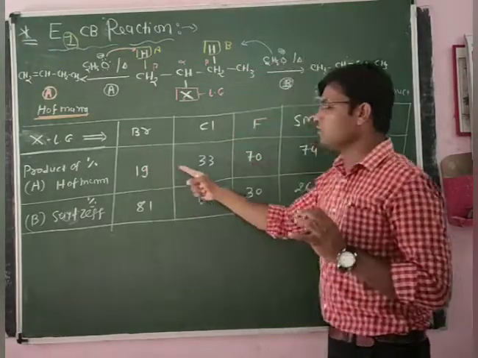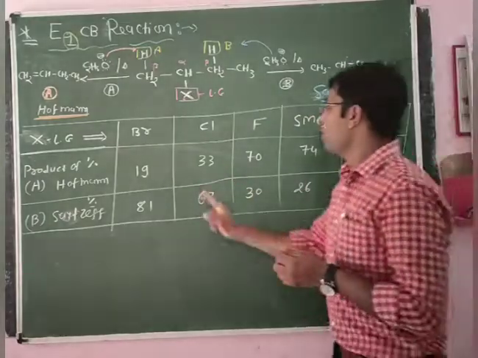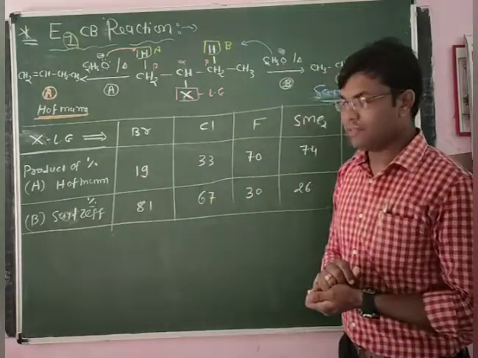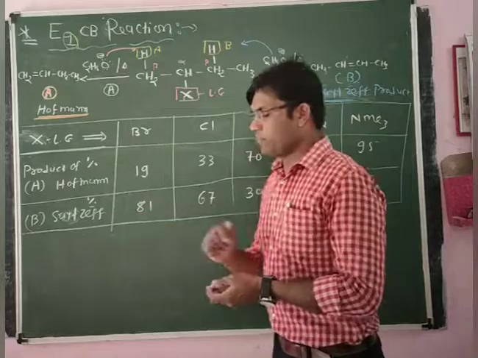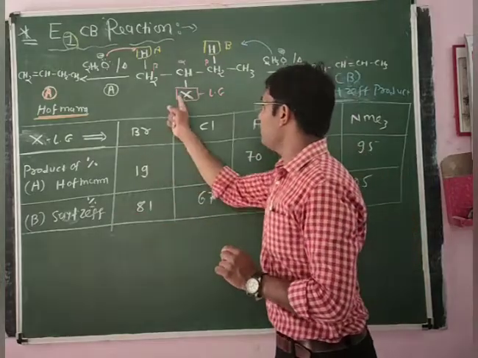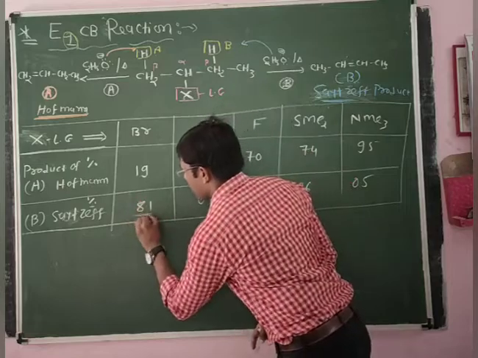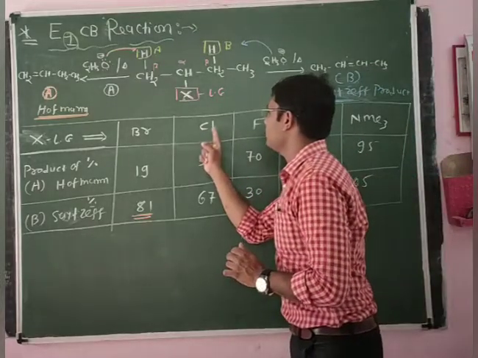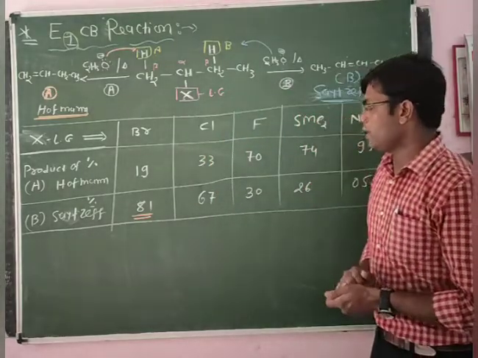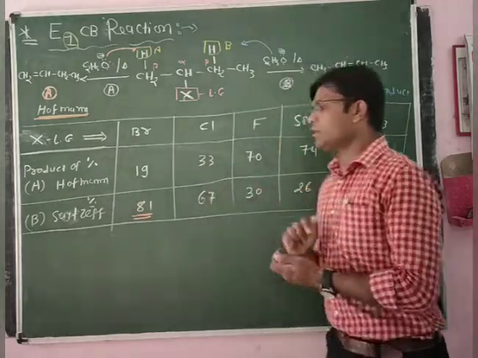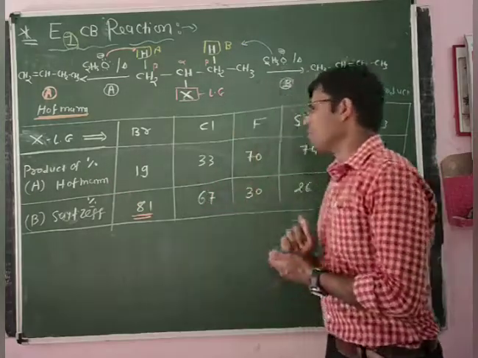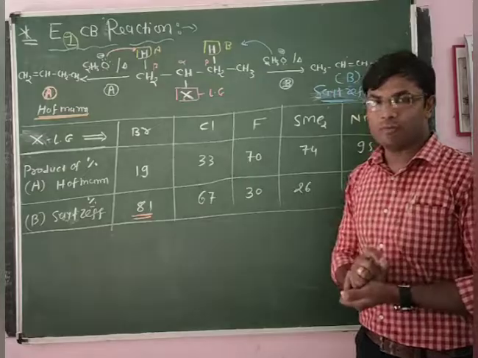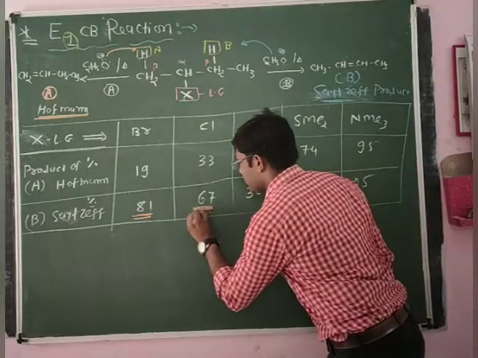So here we summarize through this table. If bromine is our leaving group, then we get 19% Hofmann product and 81% Saytzeff product. It means if bromine is the leaving group, then our major product is the Saytzeff product. Similarly, if chlorine is the leaving group, then we get the Hofmann product 33% and Saytzeff product 67%. So in this case also the Saytzeff product is the major product.